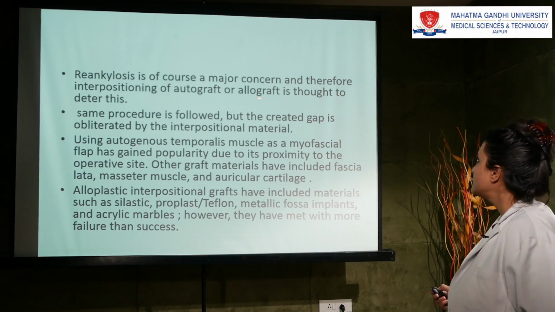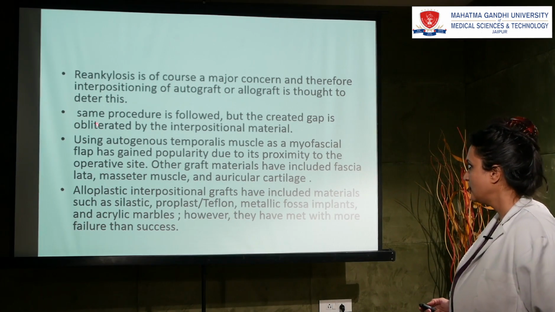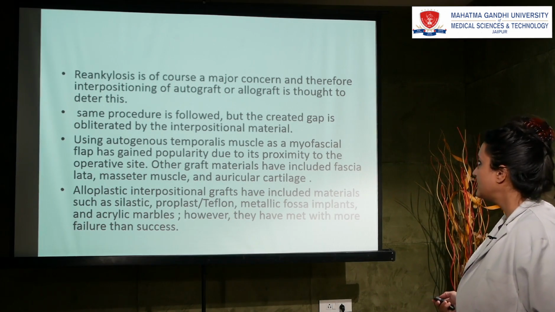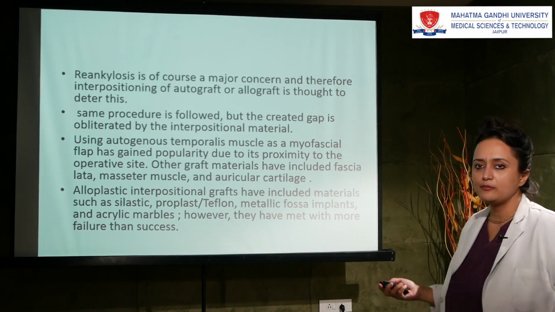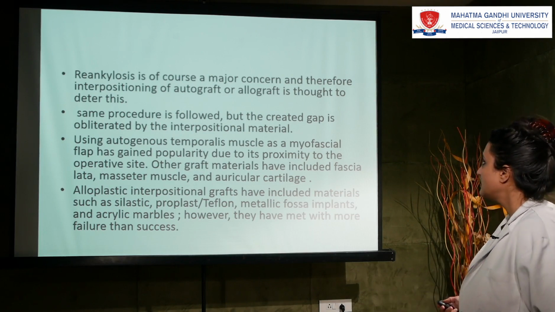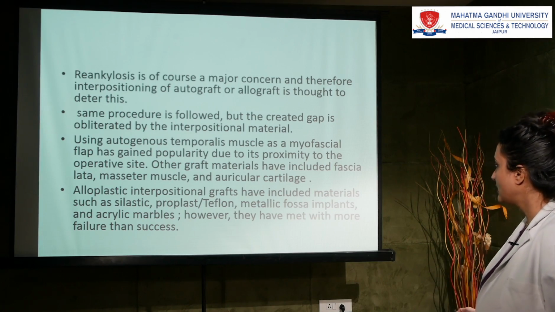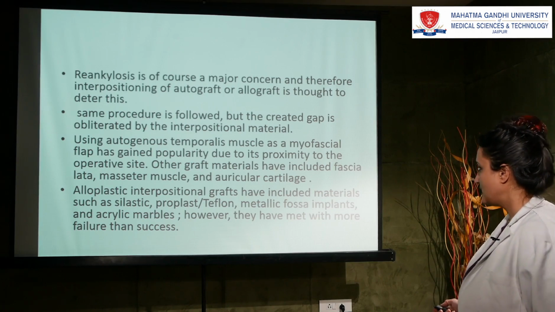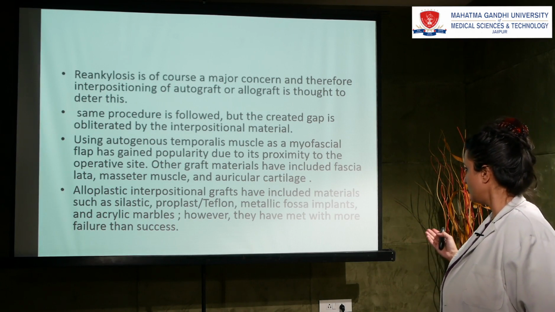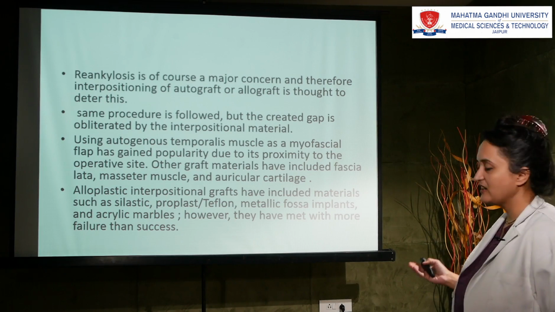Re-ankylosis is of course a major concern, and therefore interpositioning of autograft is thought to deter this. The same procedure is followed, but with interpositional material in the created gap, as I have already told you. Using autogenous temporalis muscle as a myofascial flap is popular. Alloplastic interpositional grafts include silastic, proplast, Teflon, metallic fossa implants, acrylic marbles. However, they have met with more failure than success.